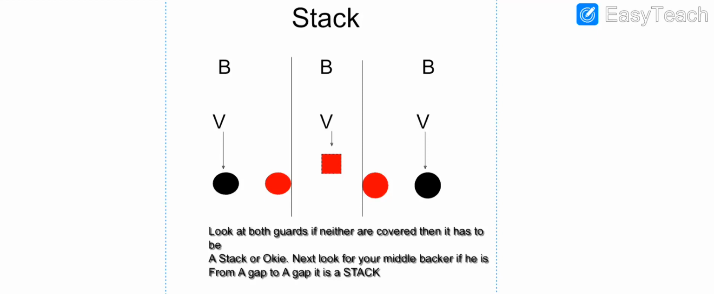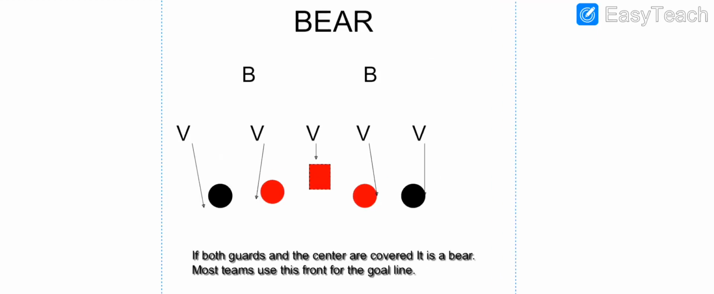We have a stack defensive front. The next one I come up, both guards are covered, and I'm covered as the center. So this is a bear front where all 5 linemen are covered. So center comes up, looks to his right guard, he sees that he has someone on him, looks to his left guard, sees he has someone on him, looks up, sees that he has a guy head up on him. That is a bear front.